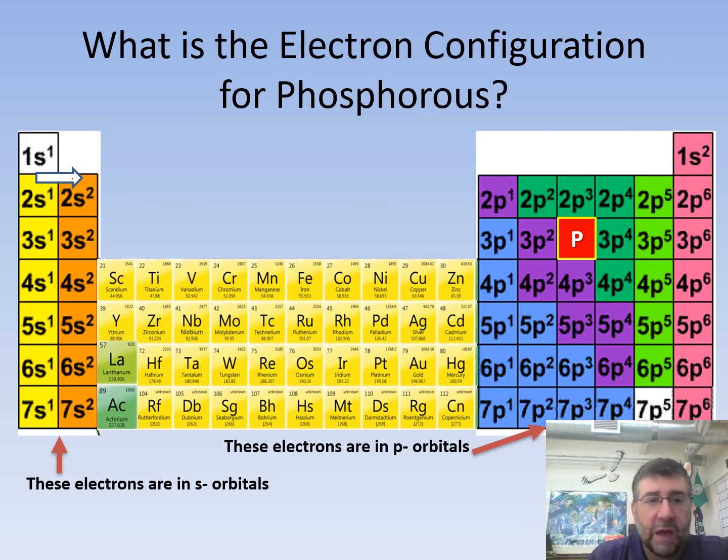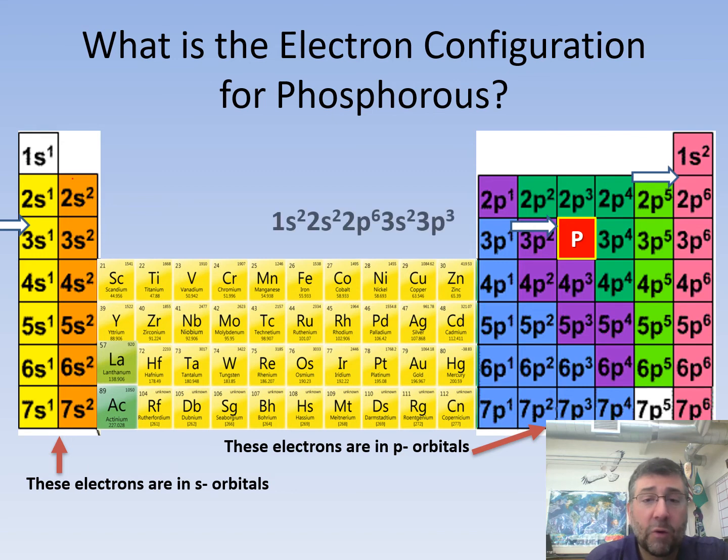You're going to say 1s2, that's the first row. Then you're going to go to the second row, and you're going to say 2s2. Then you're going to work your way over to the p's and say 2p6. Then you're going to work your way over to the third row and say 3s2. And then it's the third one in the p orbital, so 3p3.